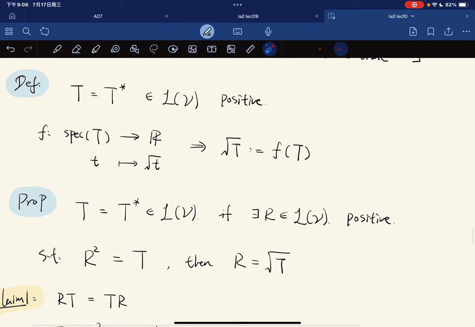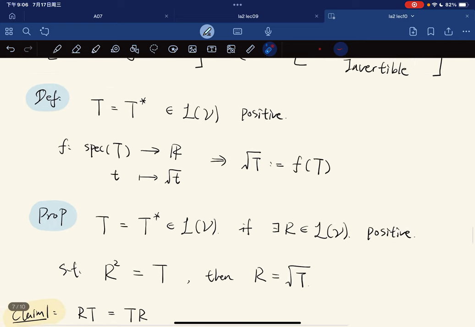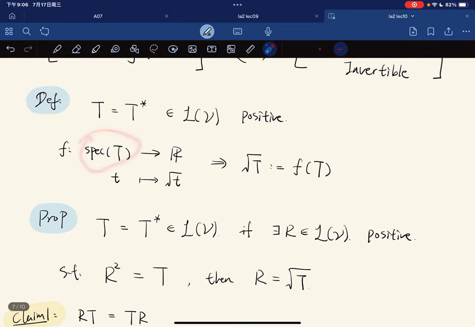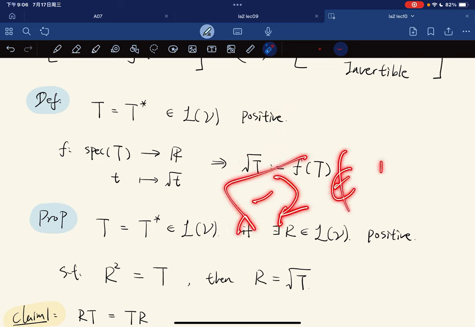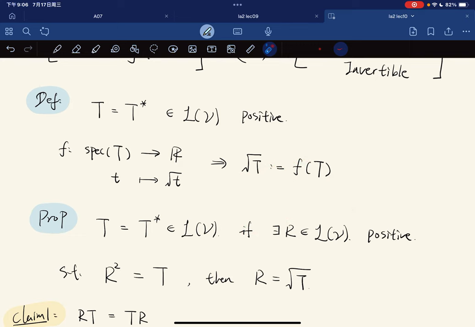So we define the square root of an operator. We are defined on the spectrum, and the function is the square root function on R. First, we require it to be positive, right? This is really similar to the case of real numbers. We can only take the square root of positive numbers, and the square root of a negative number is not a real number anymore, right? And from here, we define the square root of an operator if this operator is a positive operator, okay? So this is where the terminology came from, right?